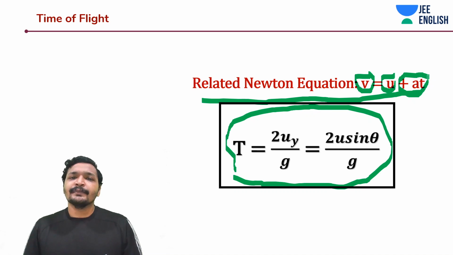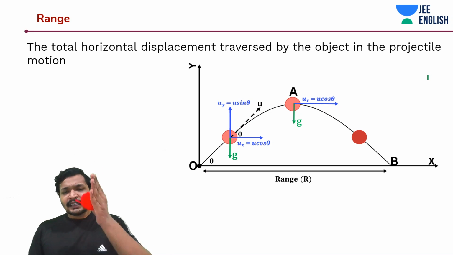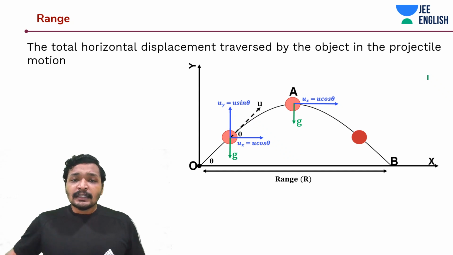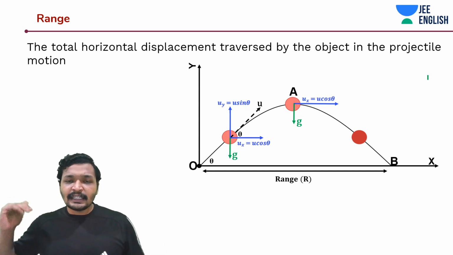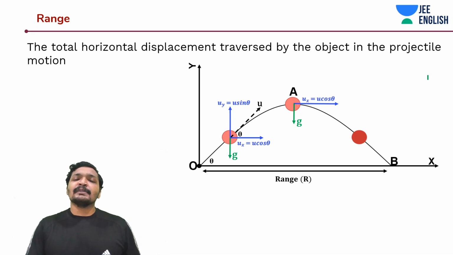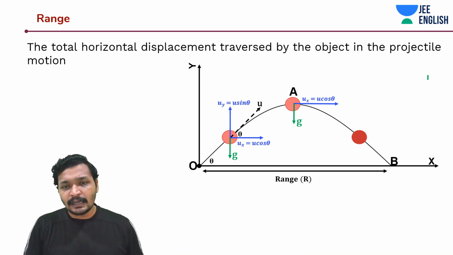Awesome? Easy? Now let's talk about range. What is range first of all? Range sounds like a new term for one who is new to projectile motion. Maximum height is the vertical displacement; range is the horizontal displacement. In this entire projectile motion, there is a certain horizontal displacement due to the horizontal velocity, isn't it? That horizontal distance covered by the object in projectile motion is called range.